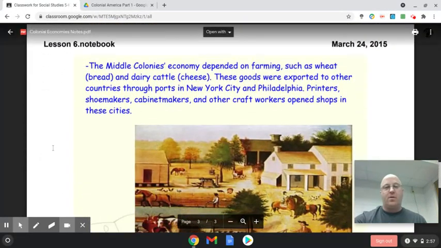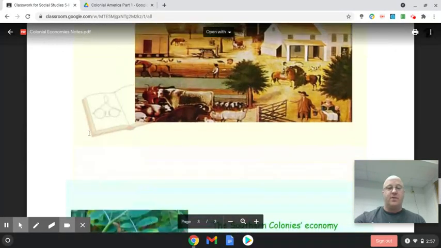And as we talked before, the middle colonies depended a lot on farming, such as wheat and dairy. Farming was huge. That's why we called them the breadbasket colonies. And a lot of those goods were sent to other countries, even though illegal according to British law. And they didn't care. They needed to make money, and that was their way of making money. And other people did jobs by being printers. So we talked about operating a printing press, one of the videos I showed you before. Shoemakers, cabinet makers, and other types of things like that that people would become apprentices for. But farming was very important in the middle colonies.